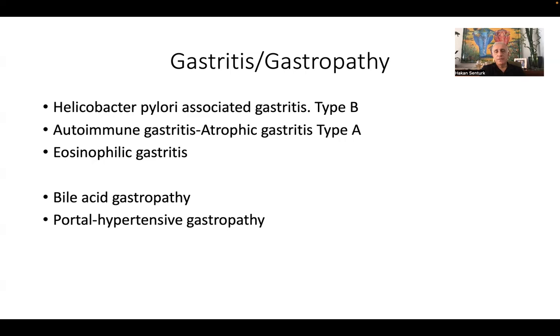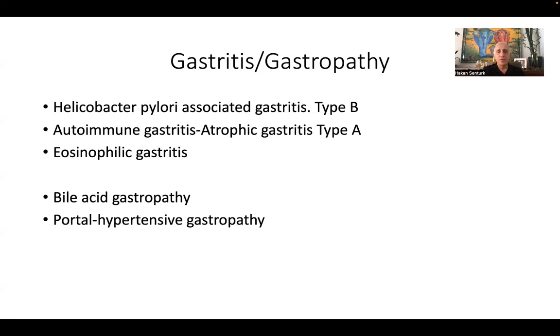Autoimmune gastritis is another type of gastritis. This is called type A, and it also results in atrophic gastritis. In this disease, there are antibodies against hydrochloric acid secreting parietal cells. We do not know the reason, but the body is producing such antibodies that result in the destruction of parietal cells, and the eventual result is atrophic gastritis.